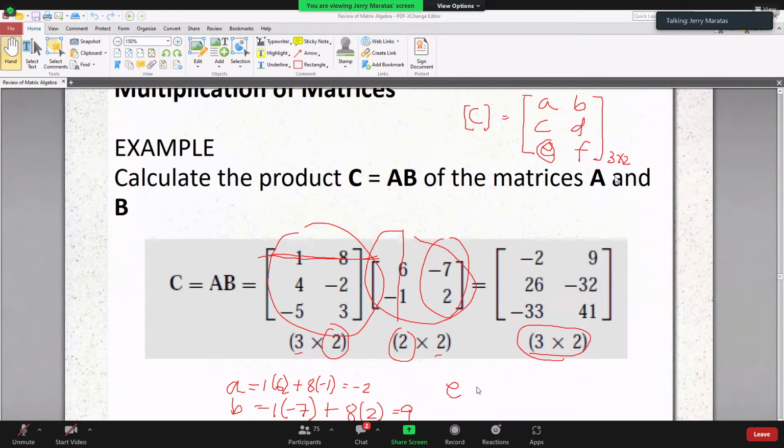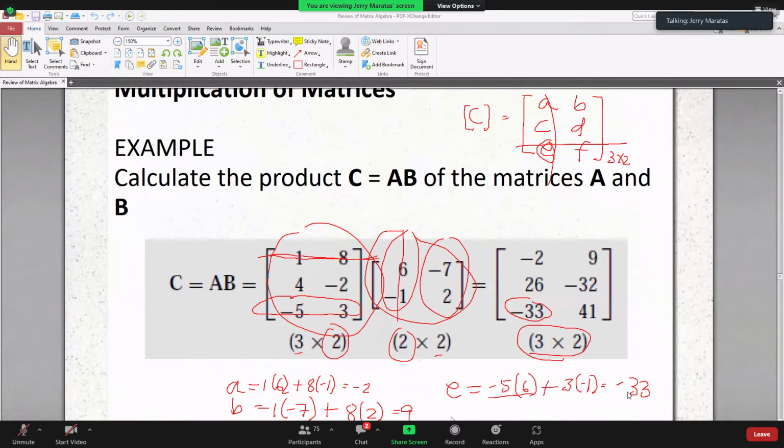Where is E now? E is located on the third row, first column, right? So it should be the third row, first column. So it should be negative 5 times 6, then plus 3 times negative 1. So how much is the result? It's negative 30 minus 3. So it is minus 33.